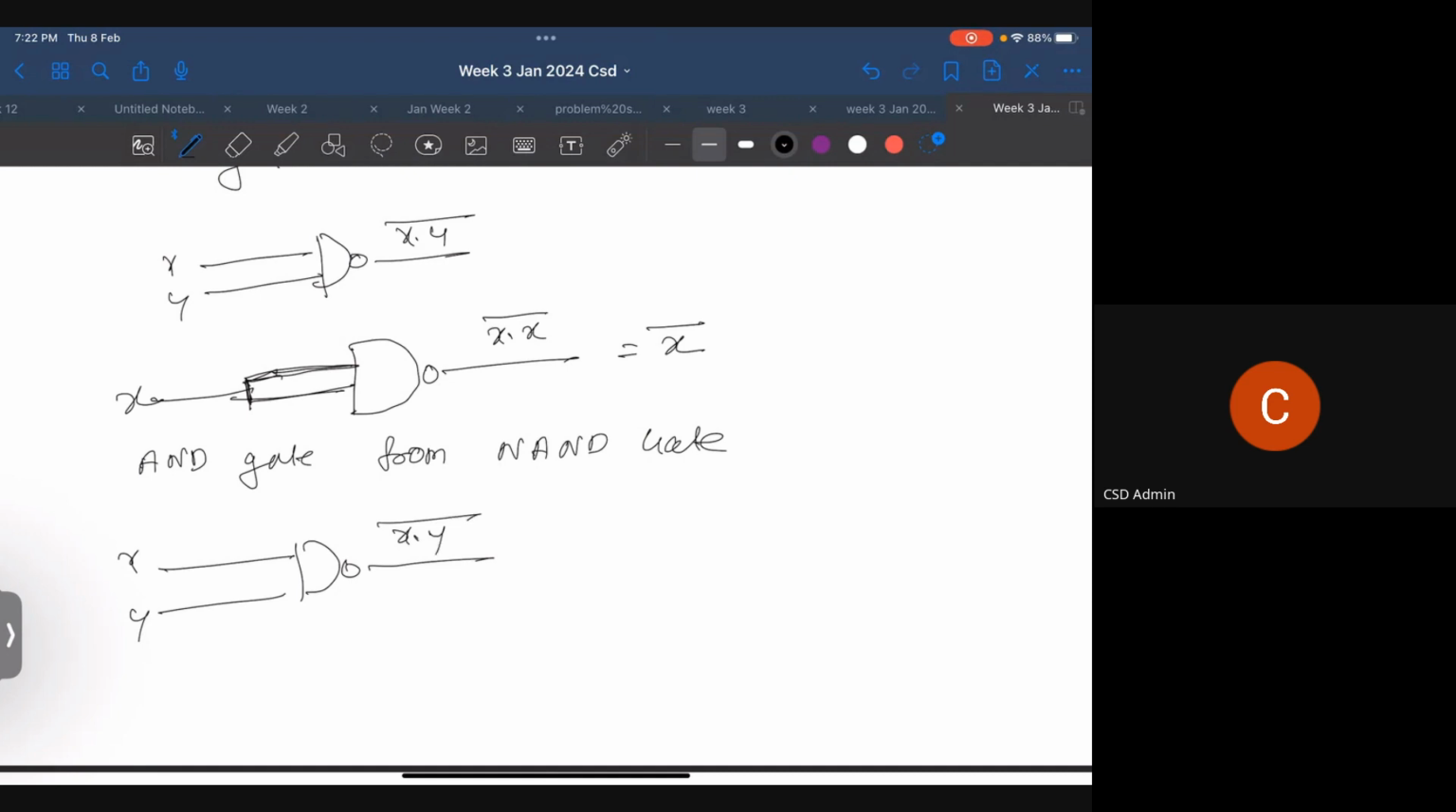We know that X bar bar gives us X. So this is X dot Y. If you short circuit the two inputs, we'll get X dot Y bar bar, so we'll get X dot Y. So this is the AND gate from the NAND gate. This is clear for everyone.